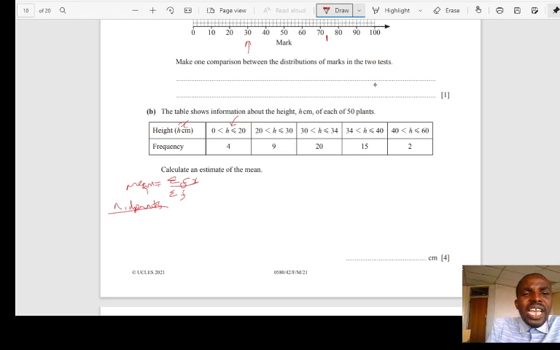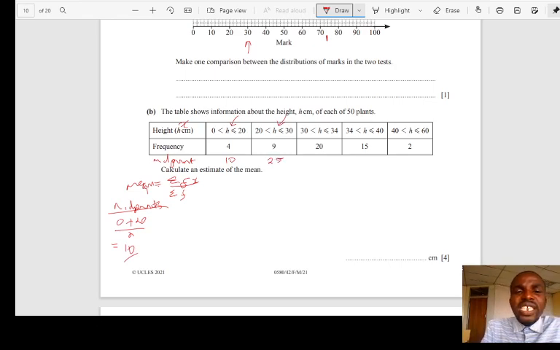So on that one, you say lower 0 plus 20 over 2. So you get 10 here. Let me put my midpoint here. Here I can write 10: 0 plus 20, 20 divided by 2 is 10. Here it will be 20. On the next one, the class of 20 to 30, 20 plus 30 is 50, divided by 2 is 25.